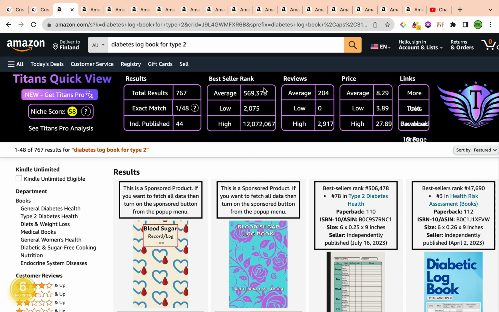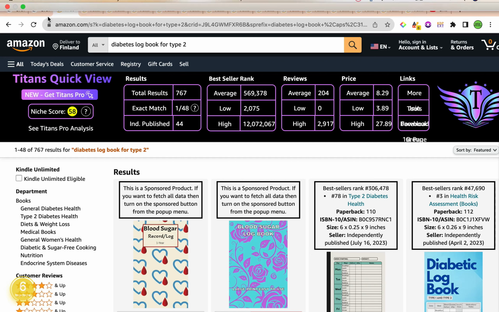Also, 8.5 by 11 inches would be a good size if someone's not looking for a pocket size. But usually when it comes to these types of books, people like to have it either 6x9 inches or much smaller as well would be ideal. So that was the first keyword for the day.